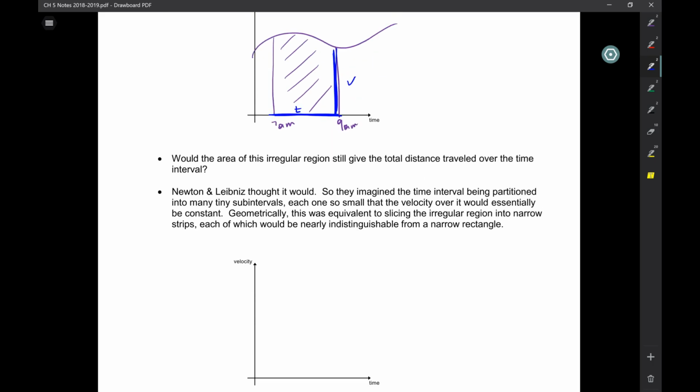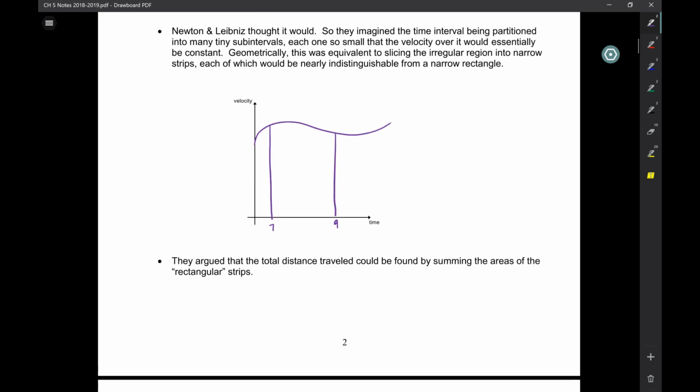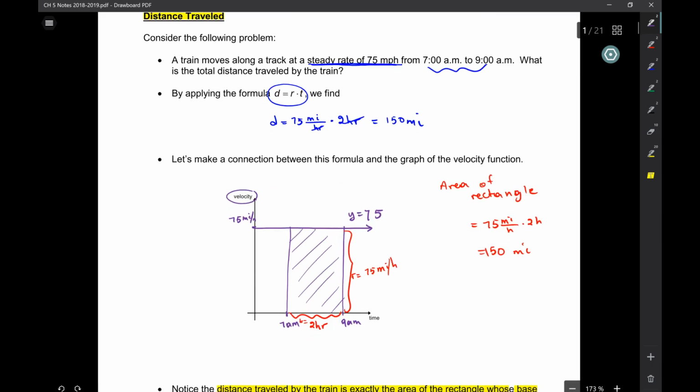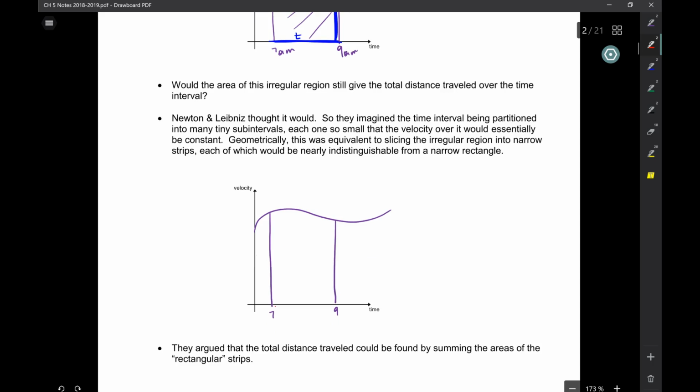So luckily, Newton and Leibniz, another mathematician, the two of these found, they invented calculus independently of one another. So they imagined the time interval here partitioned not into one big chunk, but into many, many tiny little chunks. What do we mean by that? Newton and Leibniz said, okay, I have here the region that I'm looking at. If I look at it as one big region, it's an irregular shape, and I can't do anything with that. But if I was able to use a rectangle to find the area, then maybe what I could do is partition this into tiny little chunks, so that each one of them gives me a tiny little rectangle.